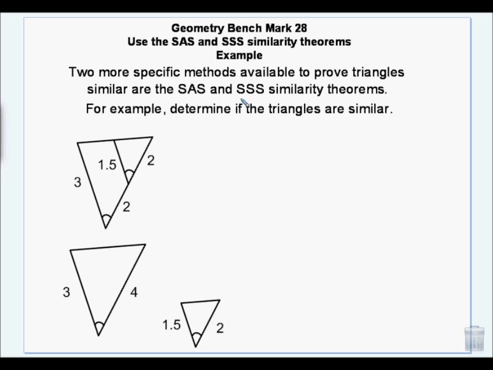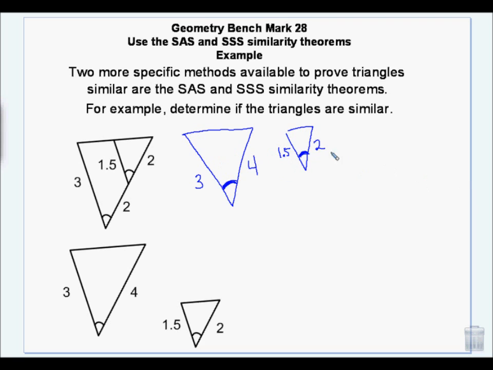Next, we have side angle side and side side side similarity theorems. We need to determine if these triangles are similar. Here's what I do. I have the large triangle, that's this big triangle here. If I just take the large triangle, I have an angle, a 3 and a 4. And then I have this small triangle. I have an angle and a 1.5 and a 2. My angles have already been marked as congruent.